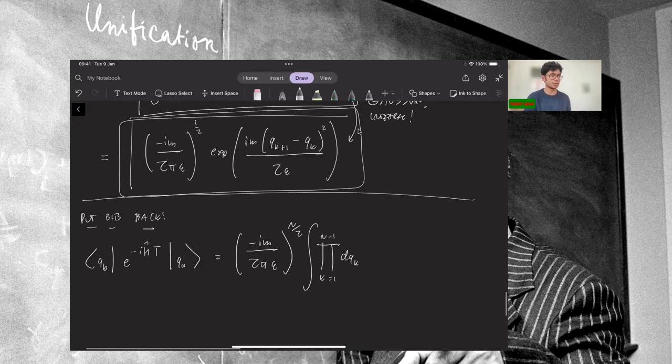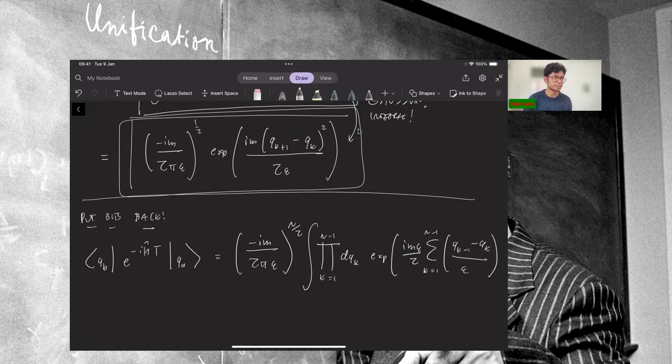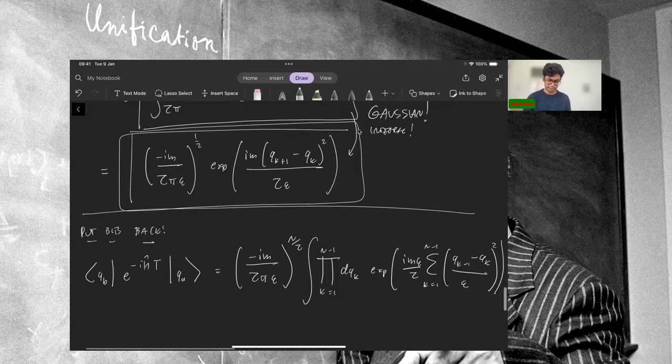So we still have to integrate over q at each point along the way. And the thing that we integrate at each point along the way is e to the i m epsilon over 2 times the sum, k goes from 1 to n minus 1, of (q_{k+1} minus q_k over epsilon) squared. Okay. So in other words, that is all of these products over and over and over again appearing in this thing.